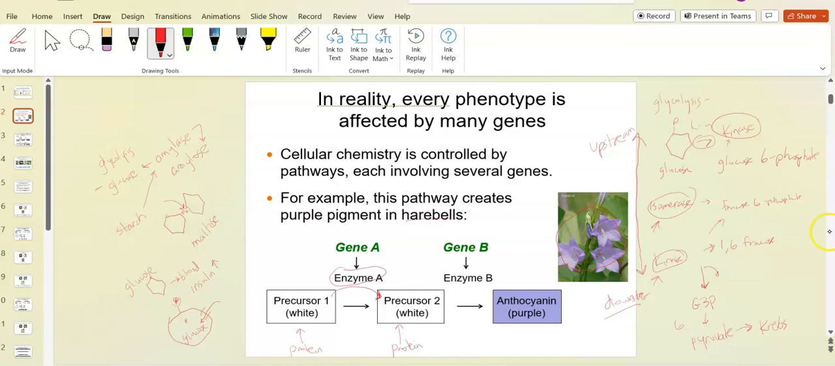So a kinase adds a phosphate. This glucose 6-phosphate has a different shape than glucose. So the example here is that this enzyme has done something to this precursor protein to make it a new protein with a different shape. We're going to just call that precursor 2.